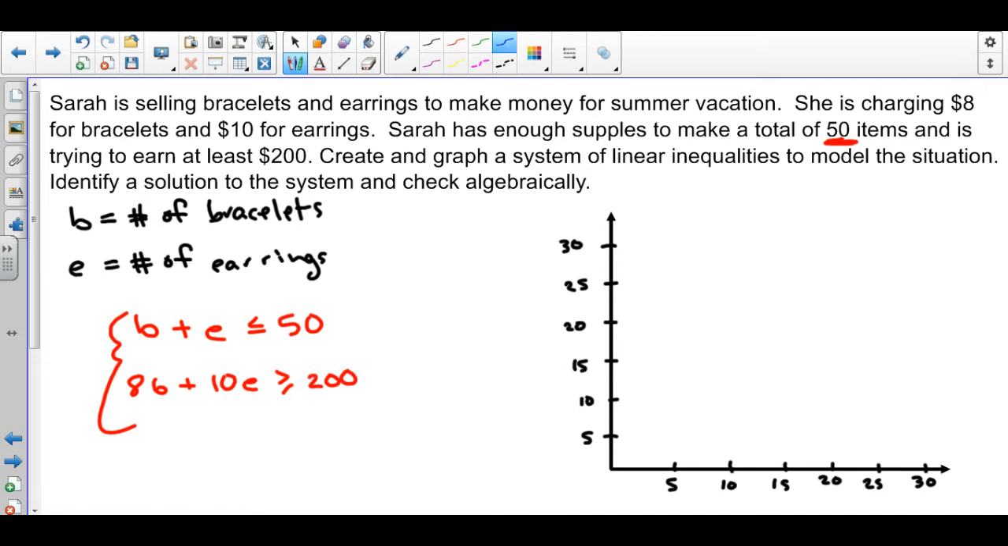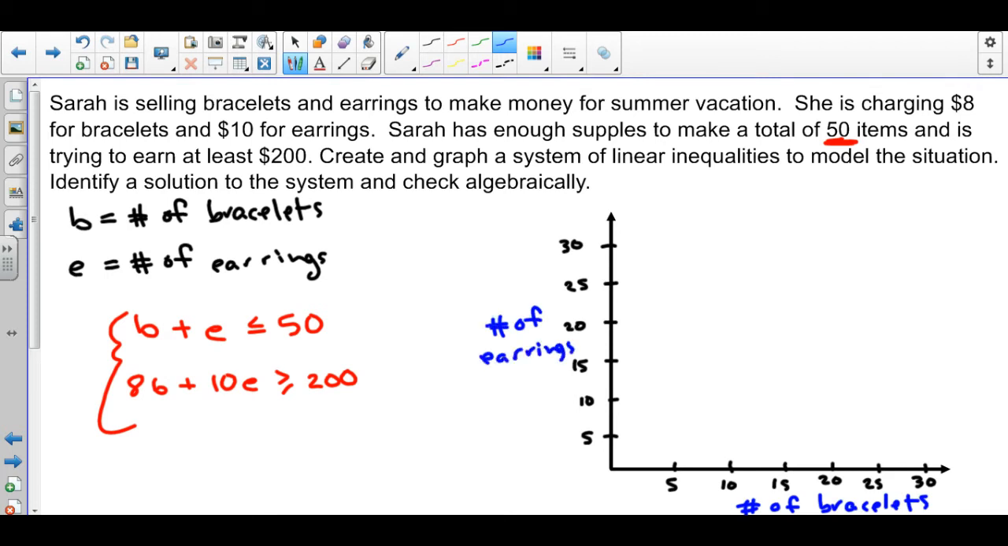So both of these inequalities are in standard form. We're going to graph these actually using intercepts instead of slope-intercept form. So the first thing I'm going to do is label my axes. I'm going to have my number of bracelets down here, and then I will put my number of earrings over here.